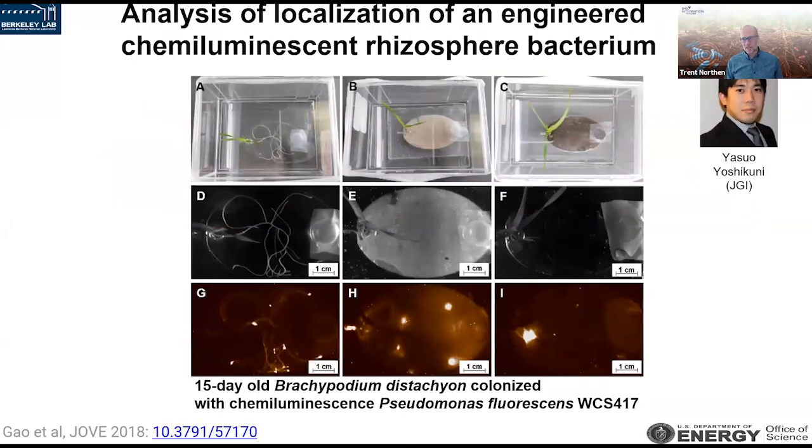And Yasuo has also made some chemiluminescent constructs, which are really powerful in that they are easy to image directly within EcoFABs that contain soil, which can make it more challenging for fluorescence imaging. And so here's just some examples of switchgrass growing in soil, sand, and in a hydroponic medium.